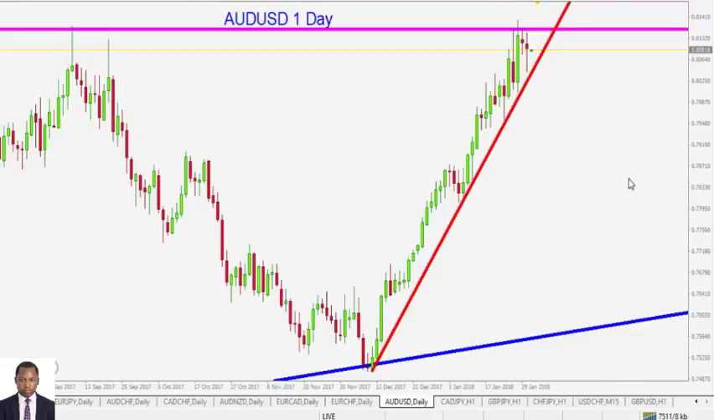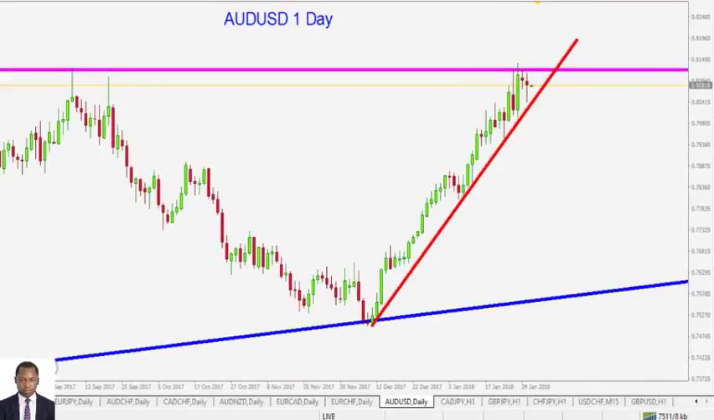Australian dollar against the American dollar. This is a very steep trend line. Very steep trend line. This pair is still bullish. We might see a little push again to the upside before the fall. Lots of indecision here. Just avoid trading here for now.